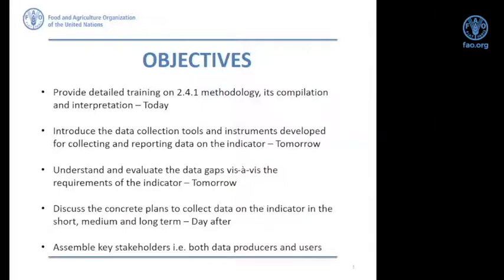Secondly, to introduce the data collection tools and instruments developed for collecting and reporting data on the indicator. To discuss with you concrete plans to collect data on the indicator in the short, medium, and long term. This session we will cover tomorrow. And the overall aim of this training, of course, is to assemble key stakeholders who are responsible for collecting and reporting the data, and those responsible for data production, so that we ensure evidence-based policies at the national and sub-national level.